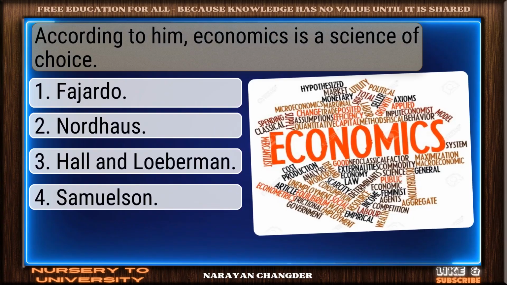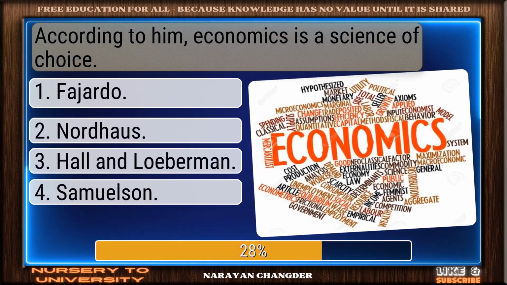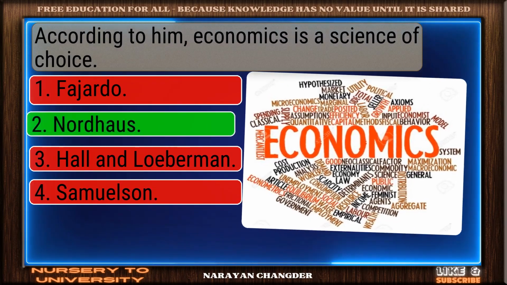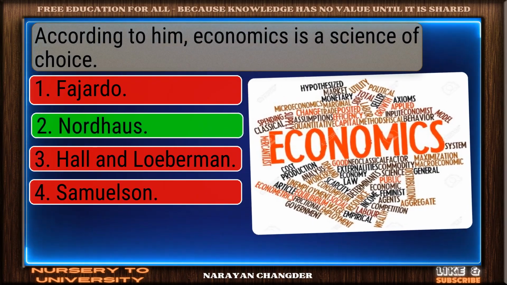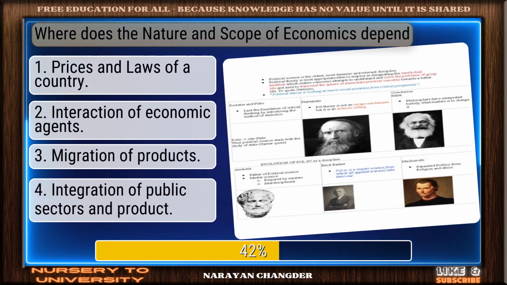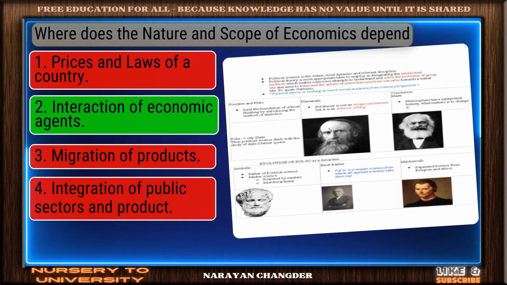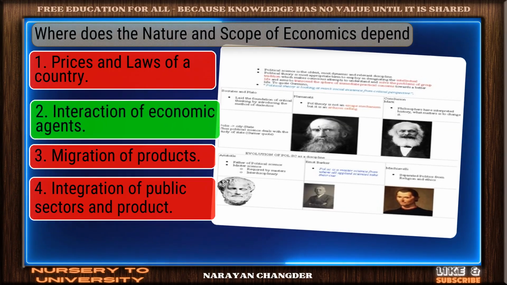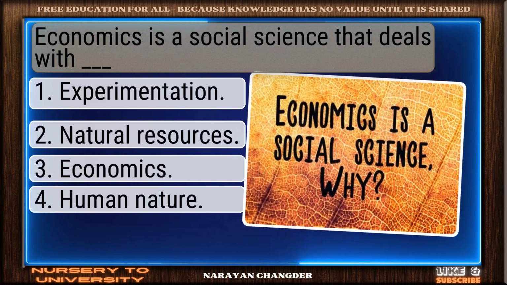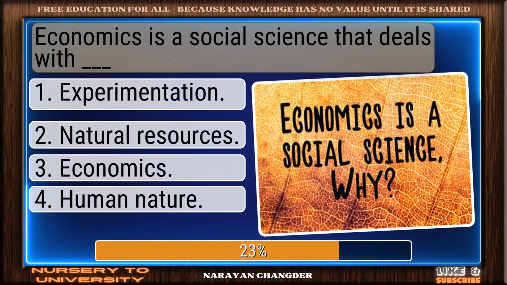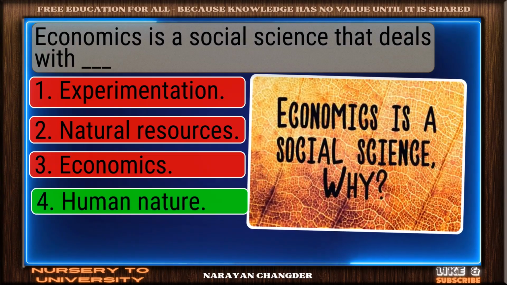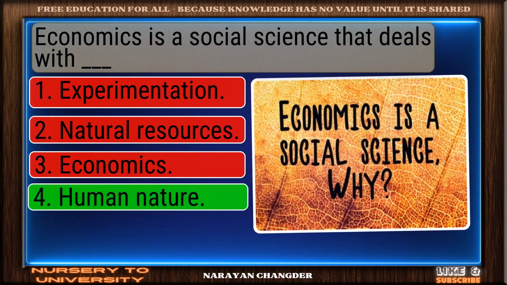According to him, economics is a science of choice. Excellent choice. Nordas is the right answer. Where does the nature and scope of economics depend? Good job. Your answer, interaction of economic agents, works well here. Economics is a social science that deals with dash. Well reasoned. Human nature is the correct choice.